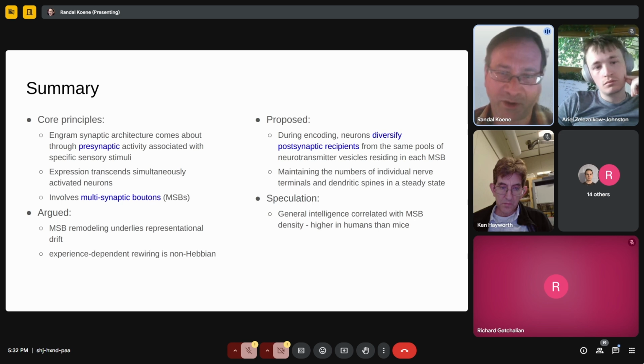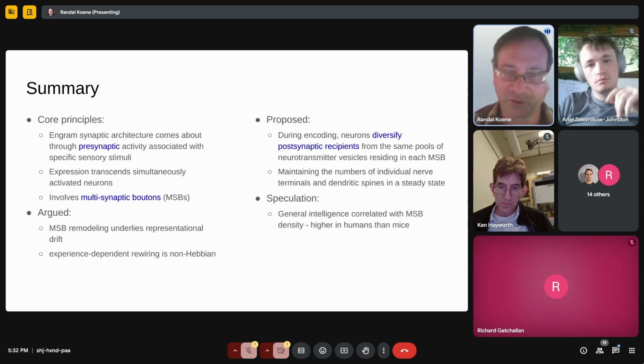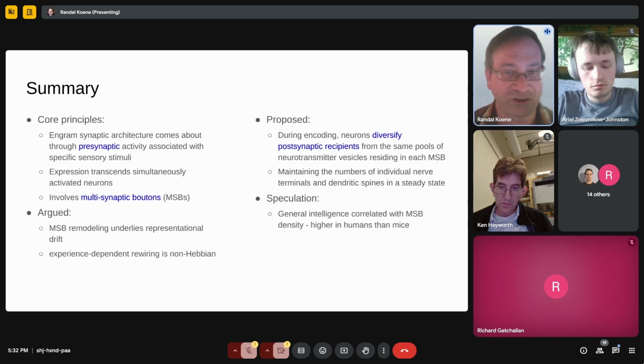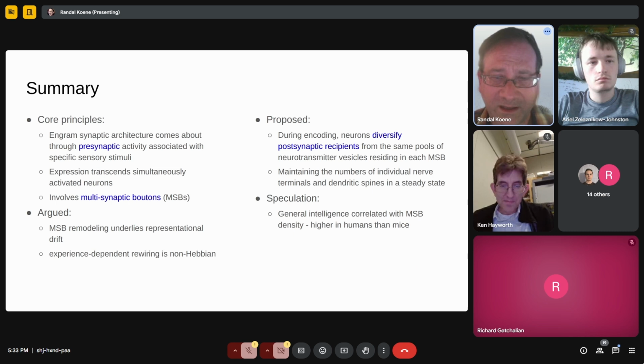They propose a strategy whereby neurons that engage in memory encoding do so by diversifying the postsynaptic recipients of chemical signals from the same pools of neurotransmitter vesicles residing in each multisynaptic bouton, while maintaining the same numbers of individual nerve terminals and dendritic spines in a steady state. They speculated about a correlation with general intelligence by pointing out a higher density of multisynaptic bouton innervated spines in humans compared to mice, but that, again, seems really speculative to me.